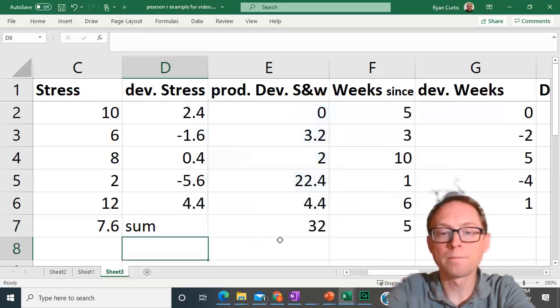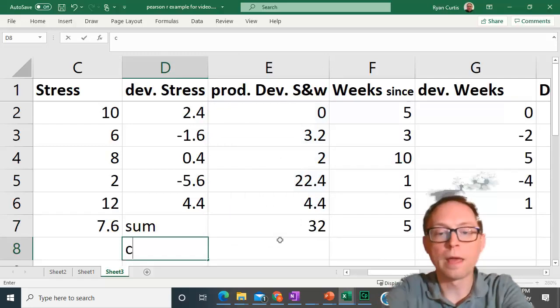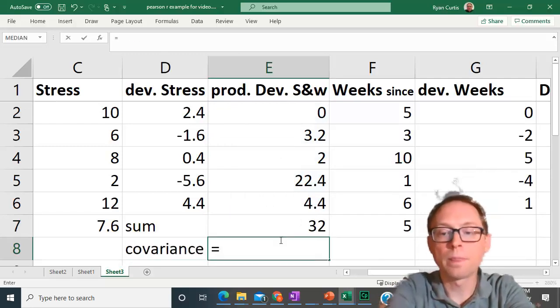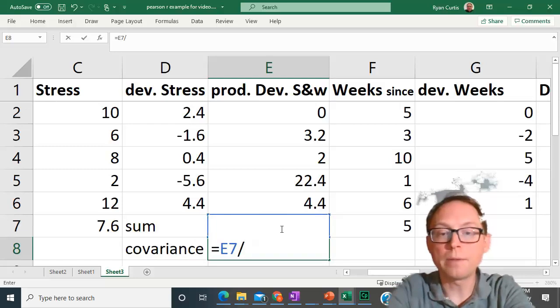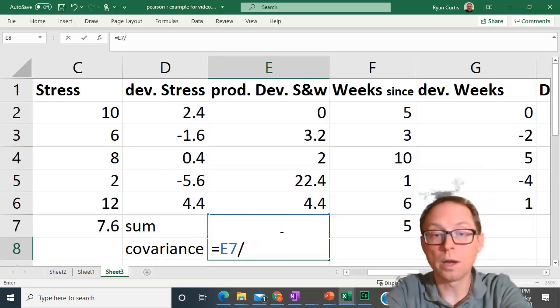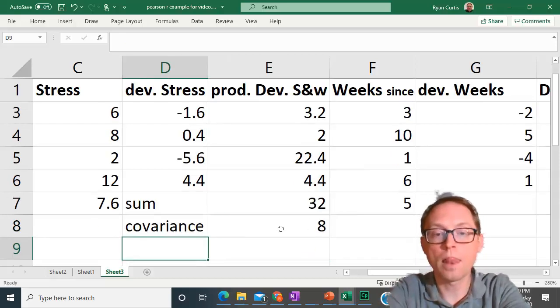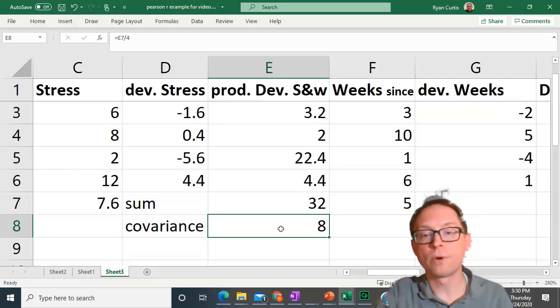There it is, 32. That means the covariance is going to be the sum of the product of deviations divided by n minus 1. In this case, n is 5, so n minus 1 is 4. 32 divided by 4 is 8.